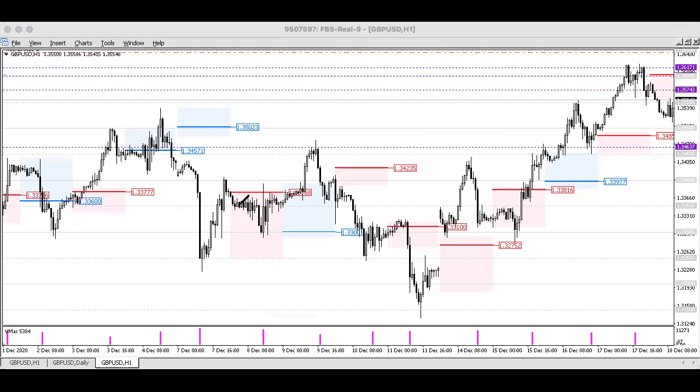Now the next one, this one. We're looking for a bearish movement, right?